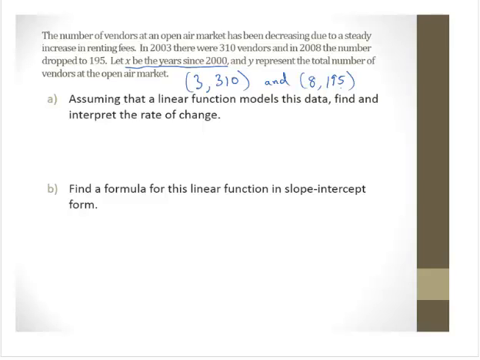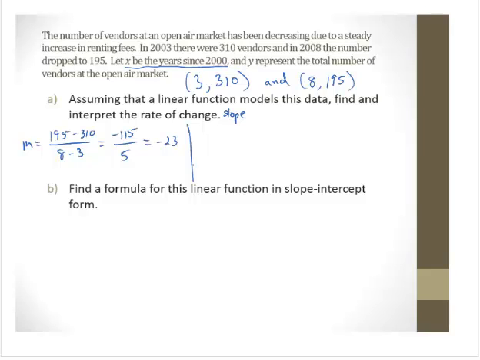Assuming that a linear function models this data, find and interpret the rate of change. The rate of change is just the slope. We can find the slope. M equals 195 minus 310 over 8 minus 3. All right, 195 minus 310, that's negative 115 over 5 is negative 23. So there's the rate of change.